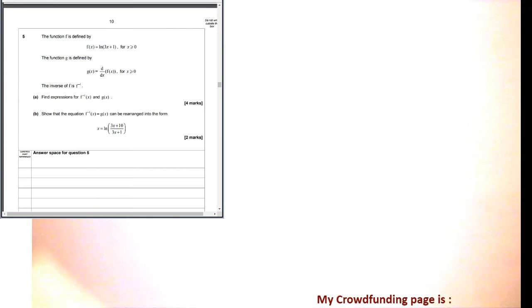Now, question 5, 4 marks. I like questions like this. Functions. f of x is ln of 3x plus 1. g of x is the derivative of f of x. The inverse of f is f inverse. So be careful here, okay? Find expressions for f inverse and g of x.